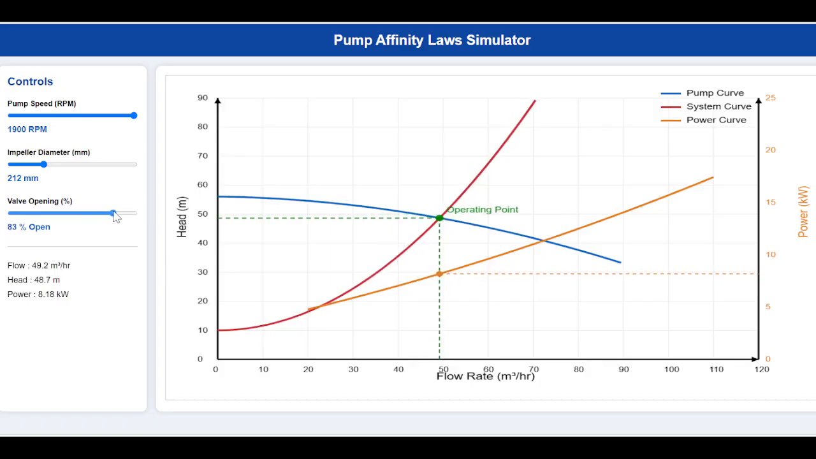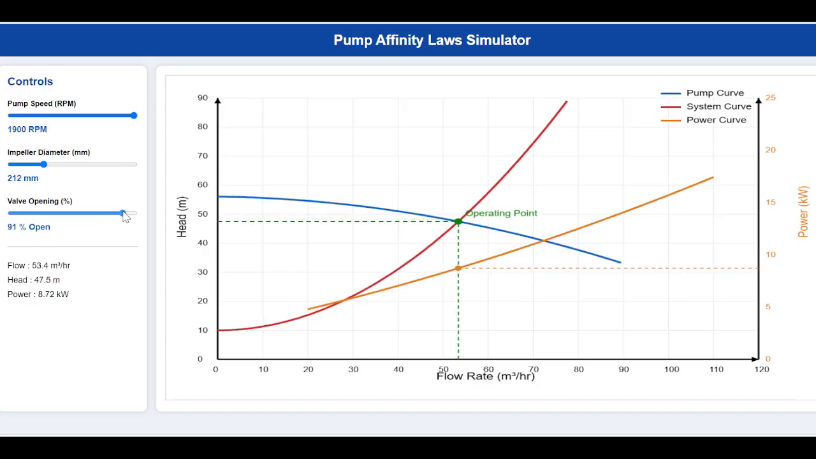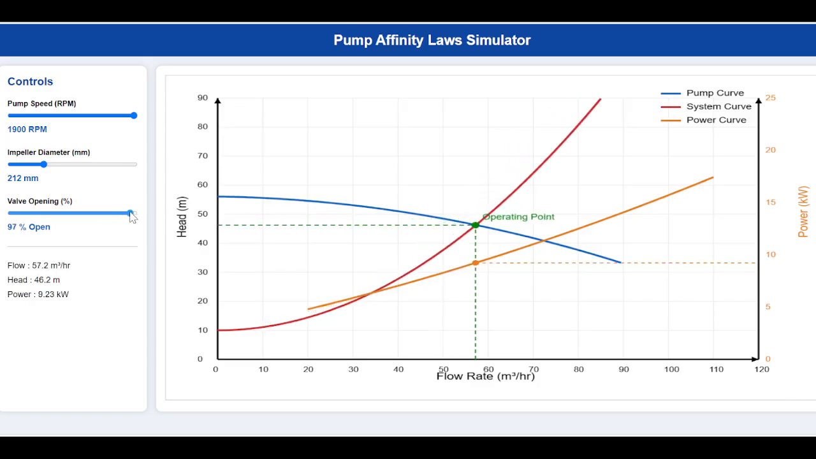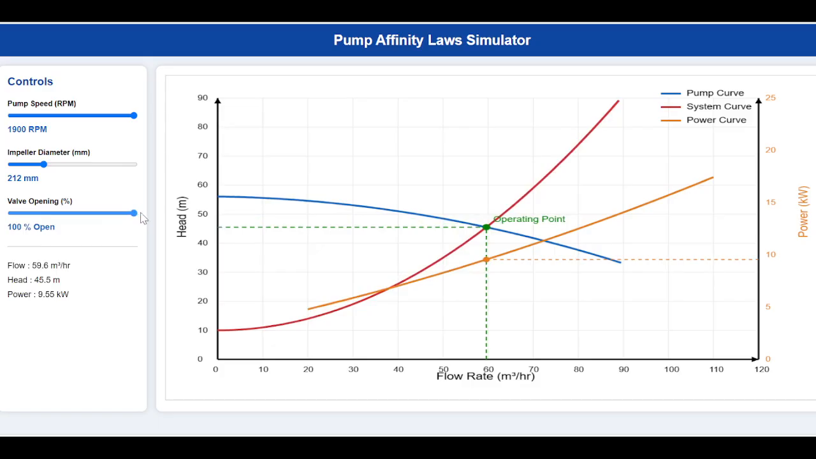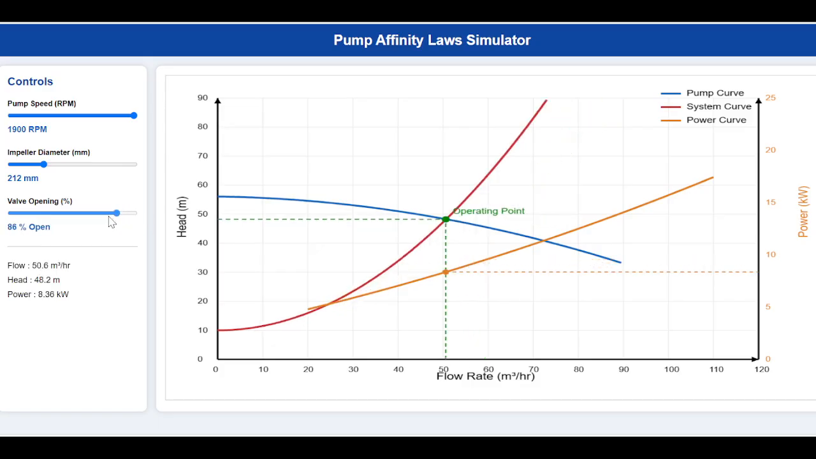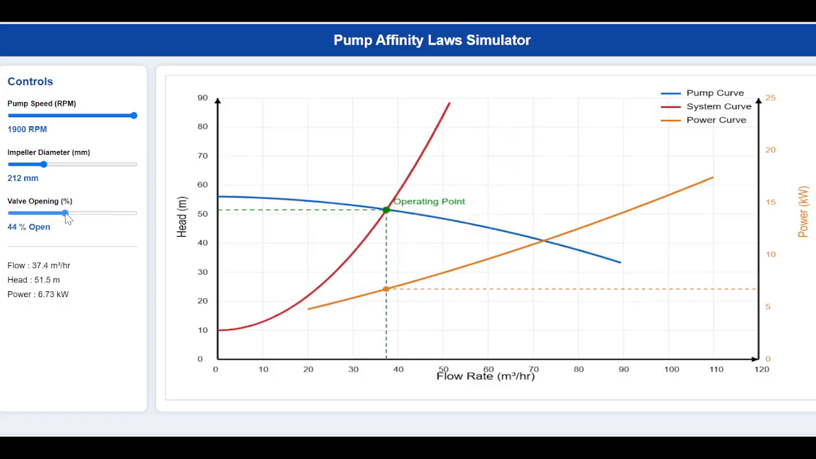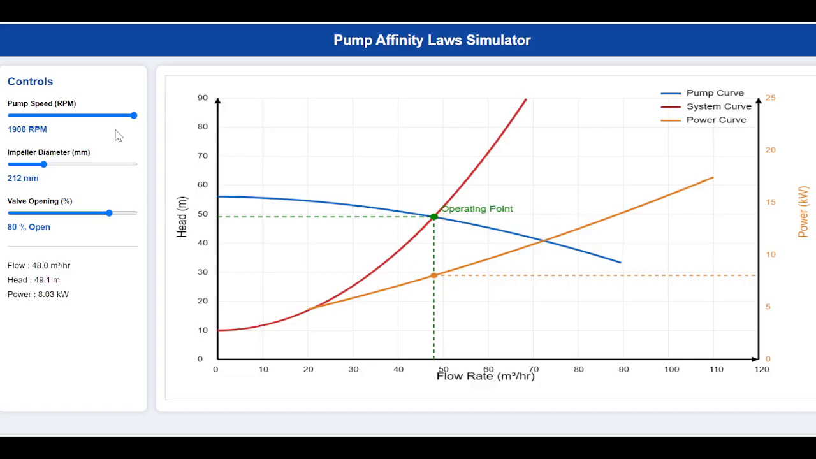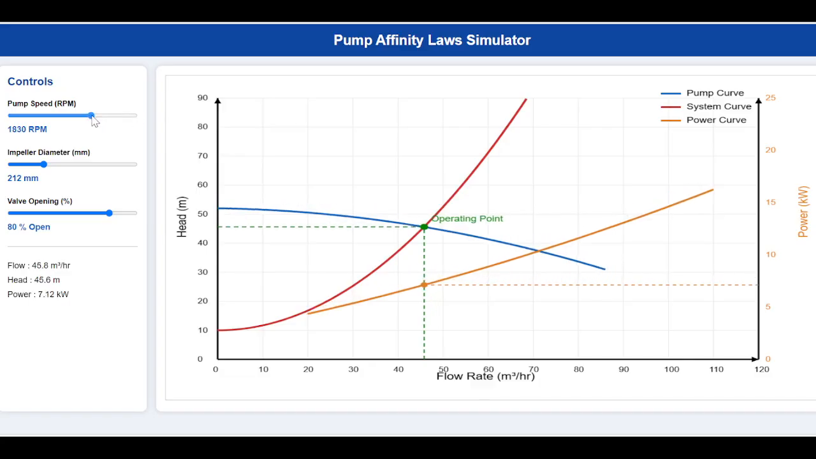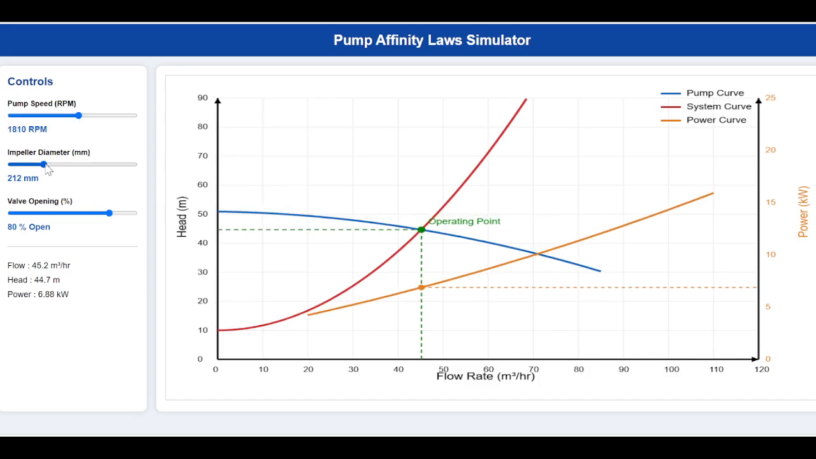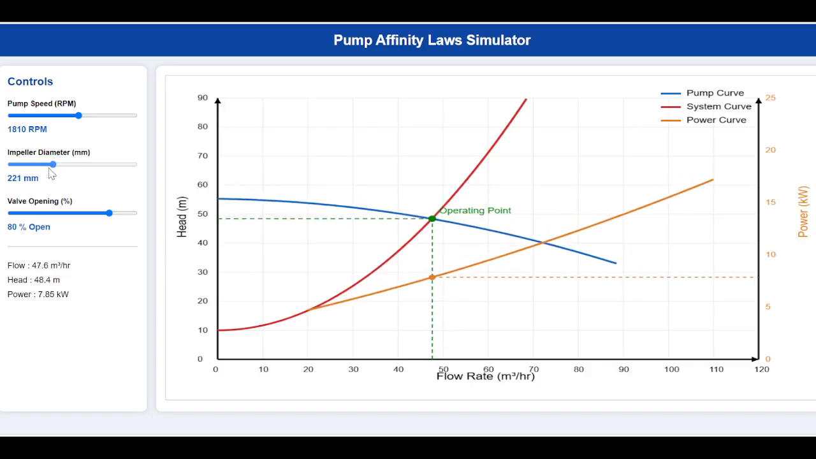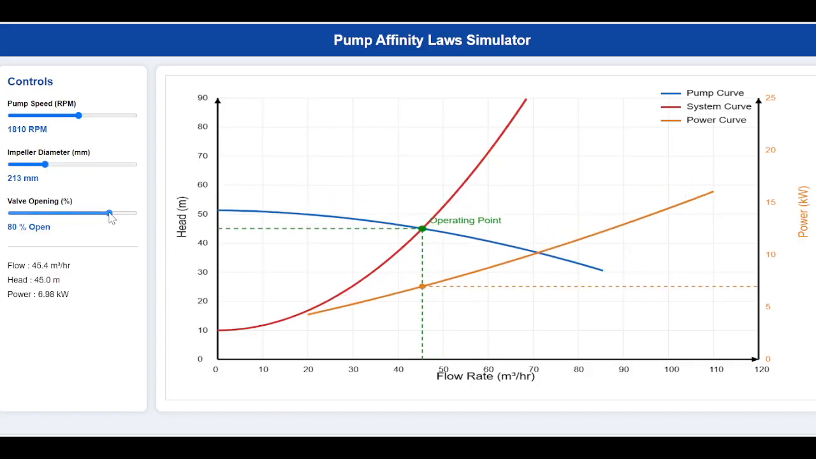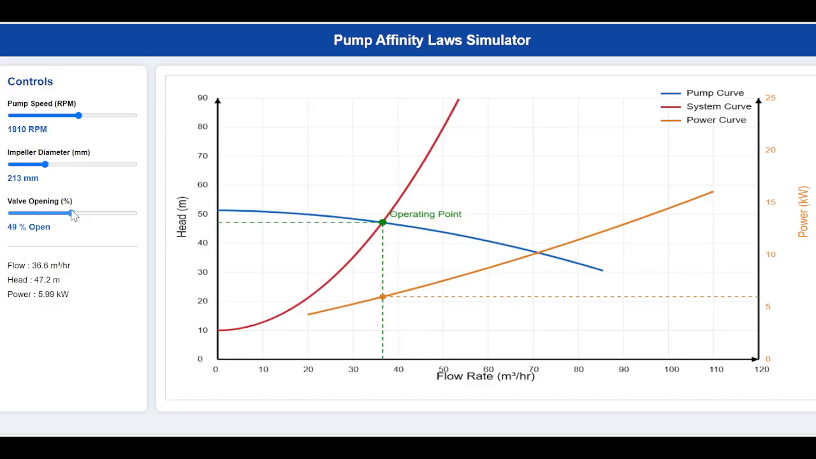Now, let's do the opposite and open the control valve. As the valve opening increases, the resistance in the piping system decreases. Notice that the system curve shifts downward. Once again, the pump curve does not change because the pump is still operating at the same speed with the same impeller diameter. However, the operating point now moves toward the right. The pump delivers a higher flow rate, while the required head decreases.